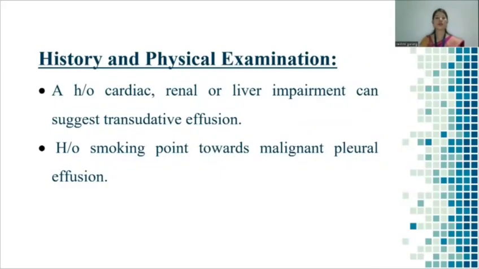Next, coming to the history and physical examination. First of all, we have to take a history, and we have to remember all the etiologies. Keeping the etiologies in mind, we take history from the patient and the family members. Do they have any cardiac problem like congestive heart failure, or any renal or liver impairment, like liver cirrhosis, which can also lead to pleural effusion? Recalling the etiology, we take the history, and we also take a history of smoking, looking toward malignant pleural effusion.